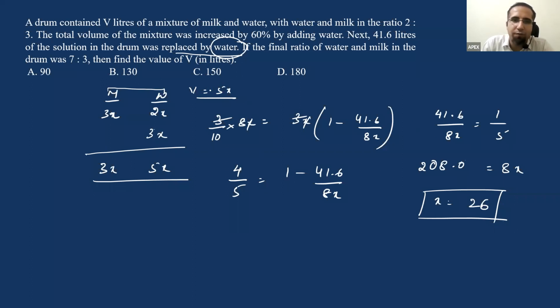And therefore, I want the value of 5x. So that's going to be 5 into 26. Now, what is 5 into 26? 5 into 26 gives me 130. So that should be your final answer. So removal and replacement, please ensure that you are going back and applying or revising removal and replacement.